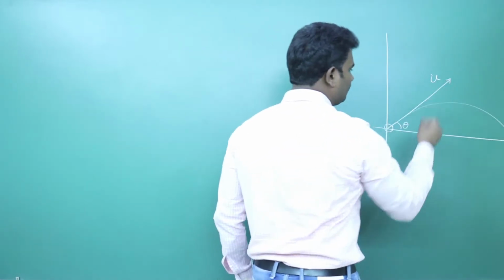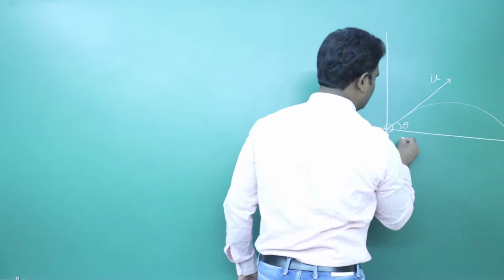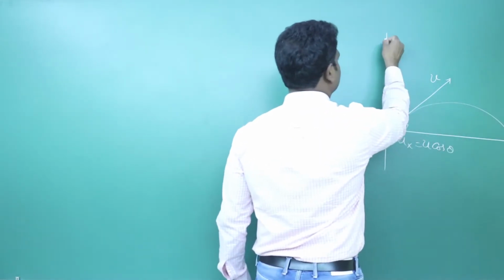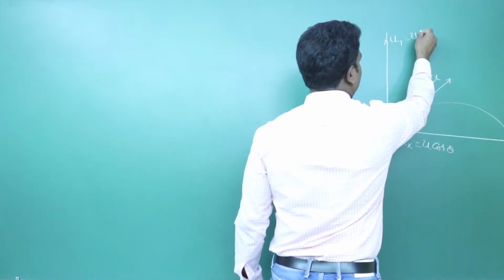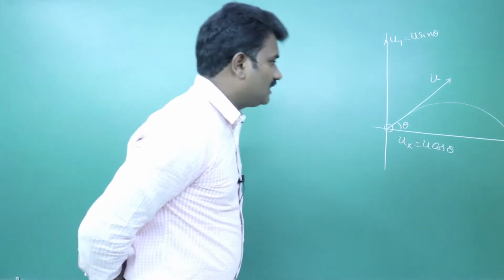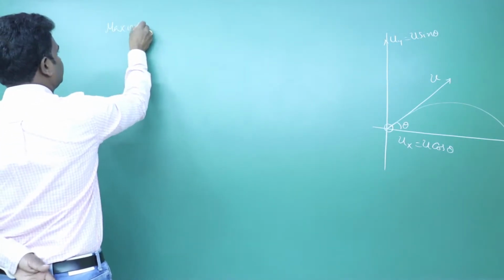And this u can be resolved into two components. X component or adjacent component is ux equal to u cos theta, and uy is equal to u sin theta. First let us find the formula for maximum height.